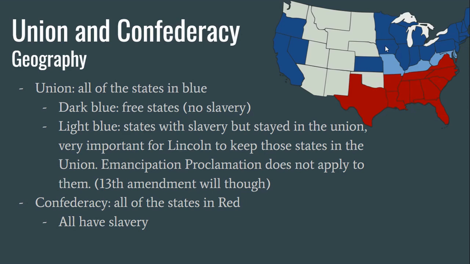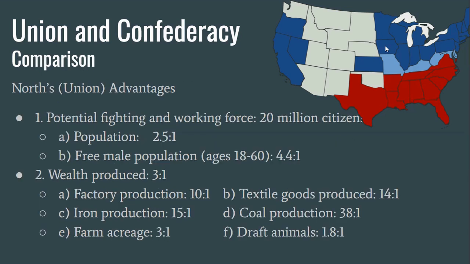Lincoln was very concerned with keeping those states in the Union, and when he issued the Emancipation Proclamation, which officially as a government policy freed slaves, it did not apply to those light blue border states, only states that are in rebellion, so the Confederacy, of which the Confederacy are all the states in red on the map, and all have slavery. Continue now defining the regions.